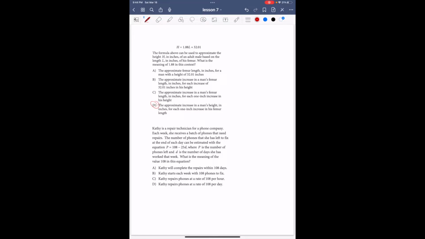Kathy is a repair technician for a phone company. Each week she receives a batch of phones that needs to be repaired. The number of phones that she is left to fix at the end of the day can be estimated with the equation P equals 108 minus 23D, where P is the number of phones left and D is the number of days she's worked this week. What is the meaning of the value 108 in this context? So it should go something along the lines of 0 days past when she started working, she has 108 phones to fix. That corresponds very nicely with B.